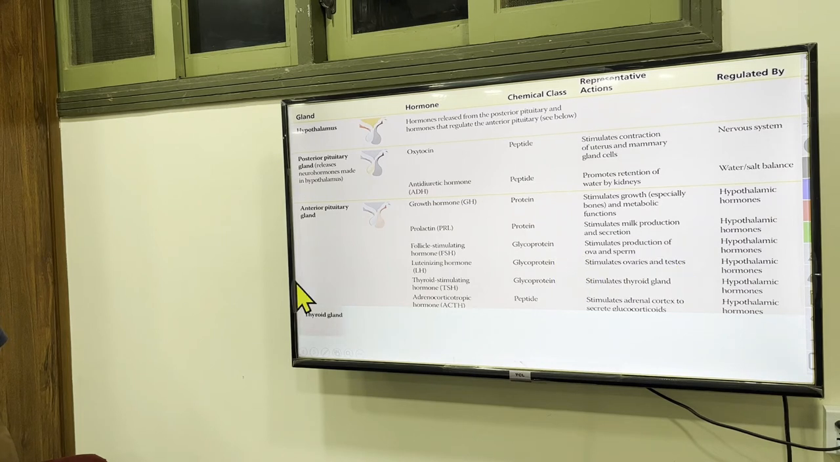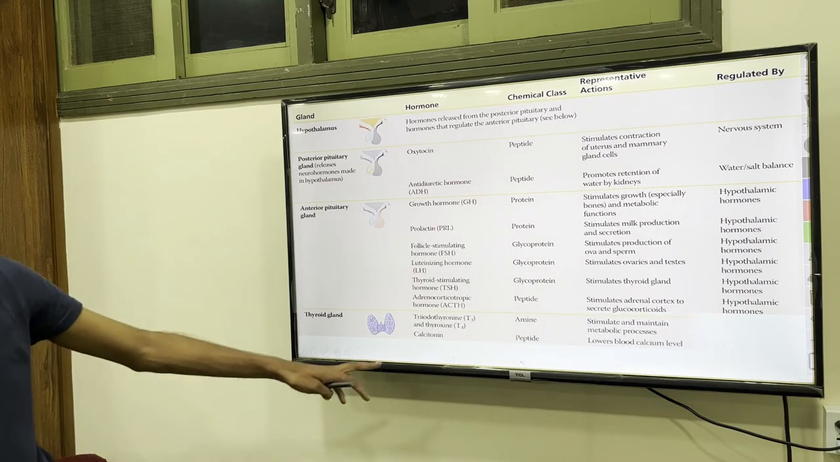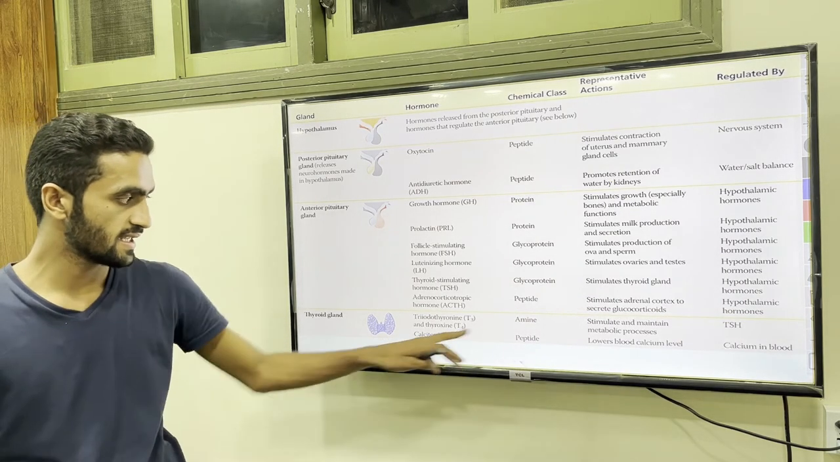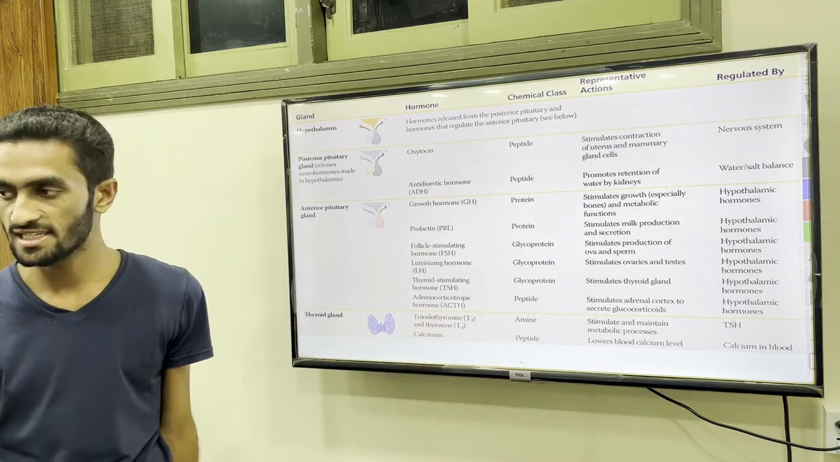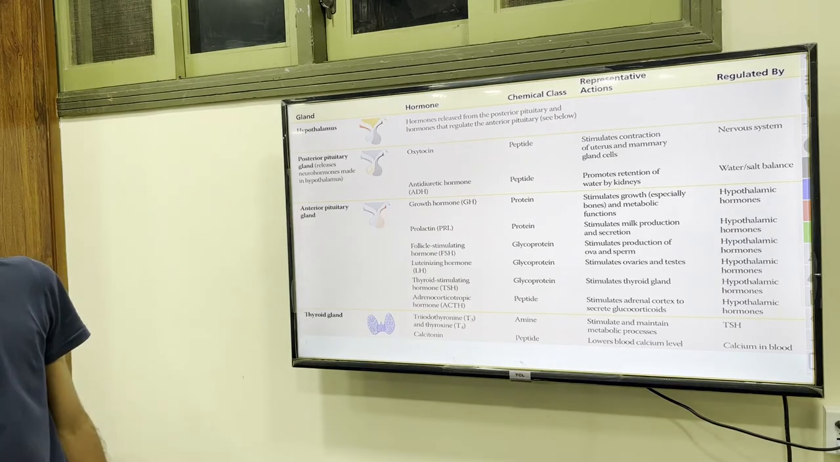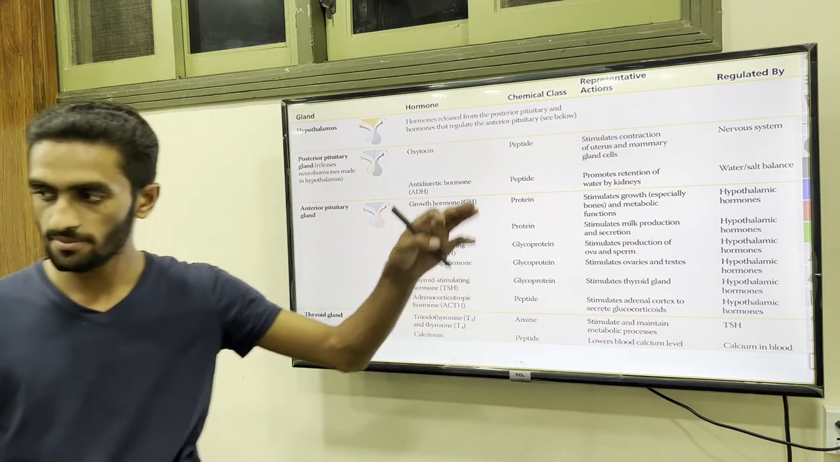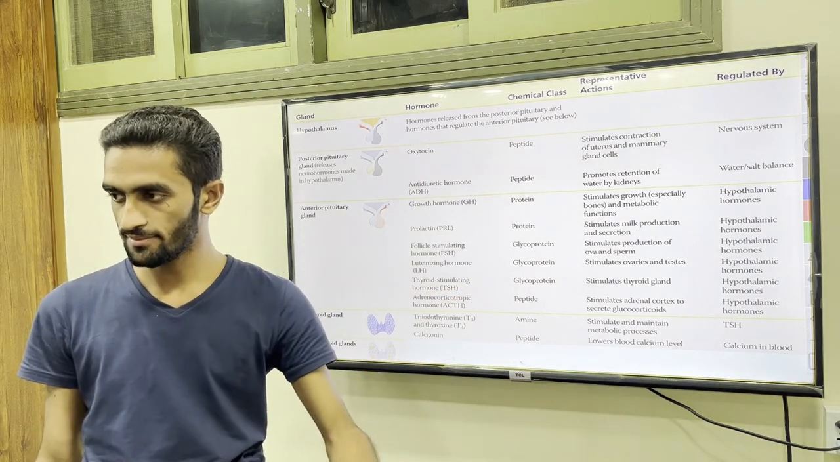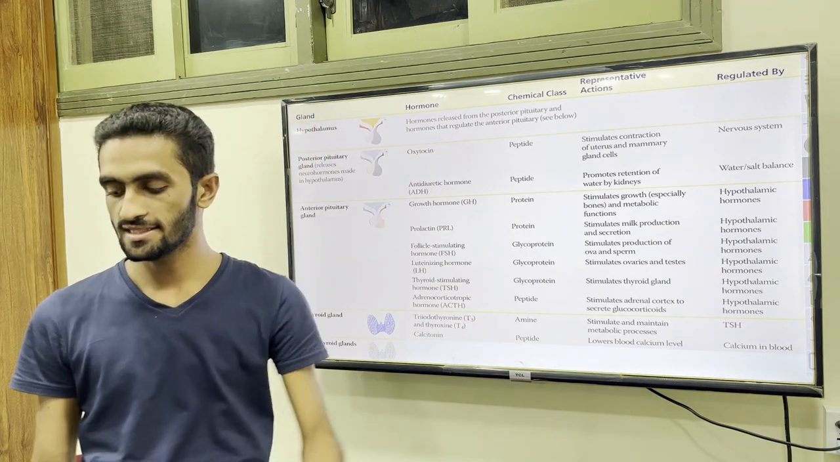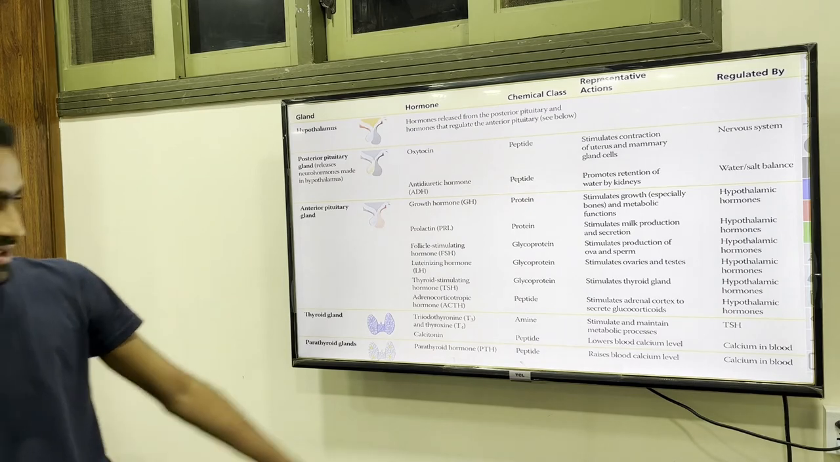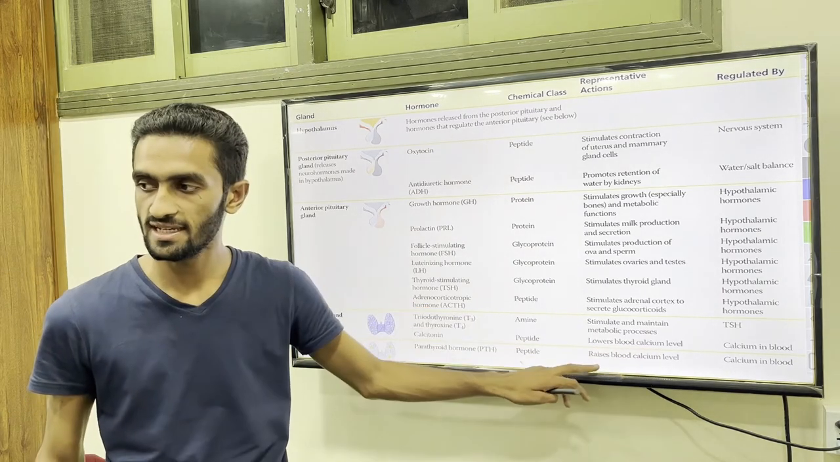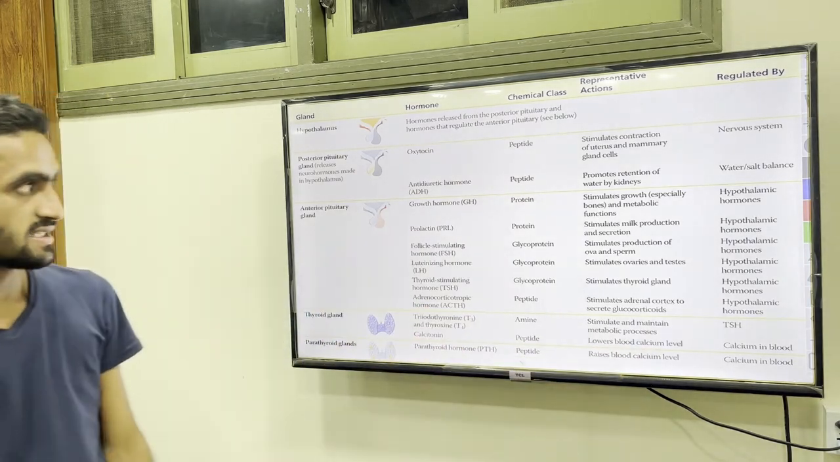And the thyroid gland, you can see here, secretes T3, T4 and calcitonin. Thyroxine is amine in nature, while calcitonin is peptide in nature. Calcitonin decreases the calcium, while the parathormone increases the calcium. The parathyroid hormone raises the blood calcium level.